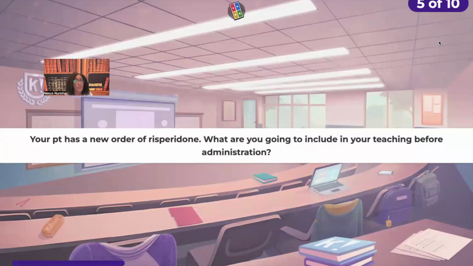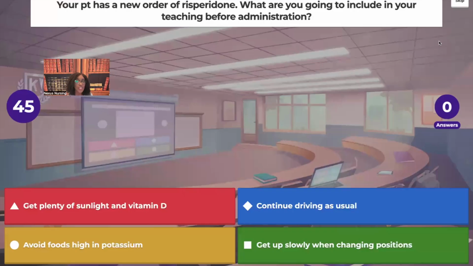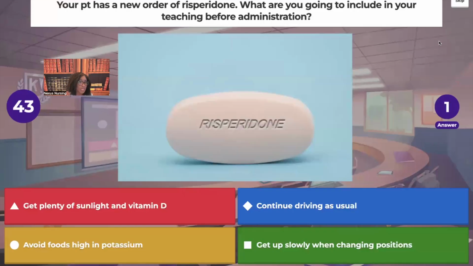All right, your patient has a new order of risperidone. What are you going to include in your teaching before you give the patient that medication? Here are your options. Get plenty of sunlight and vitamin D. Continue driving as usual. Avoid foods high in potassium, or get up slowly when changing position. What are you going to teach your patient that has been prescribed risperidone? What do you guys think?